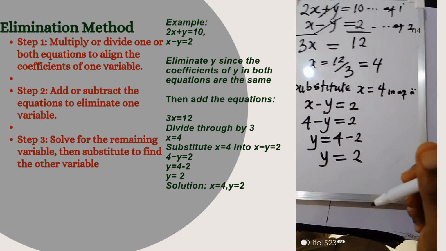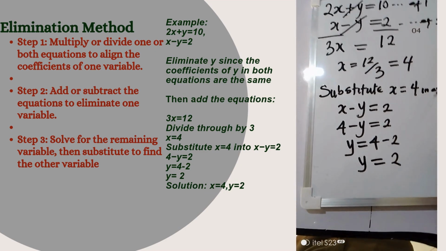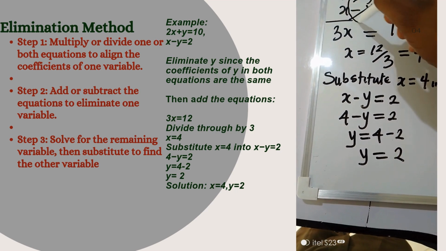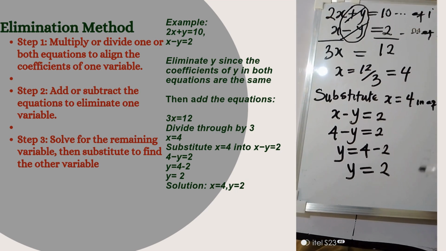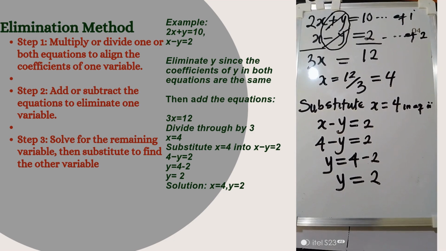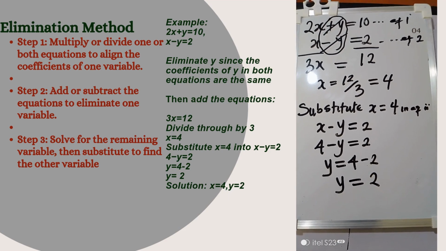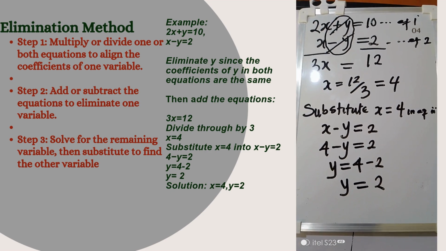You can see how short the elimination method is. Now let me explain something here where the values of y cancel each other. Let me quickly explain it. Number one, before you can cancel x or y, any of the two variables, their coefficients must be the same.